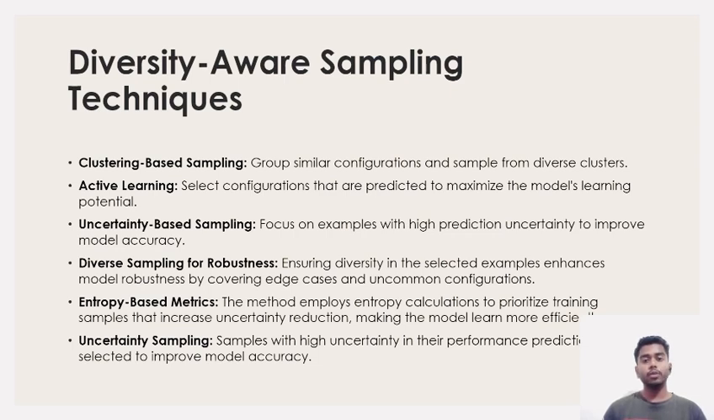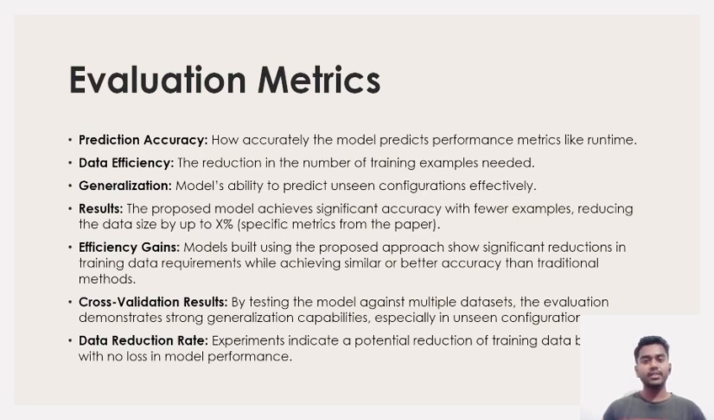Diverse sampling for robustness ensures diversity in the selected examples and enhances model robustness by covering edge cases and uncommon configurations. After that, entropy-based metrics, where the method employs entropy calculations to prioritize the training samples that increase the uncertainty reduction, which makes the model learn more efficiently. After that, we have uncertainty sampling, where samples with high uncertainty in their performance prediction are selected to improve the model's accuracy. So, what are the evaluation metrics that have been used?